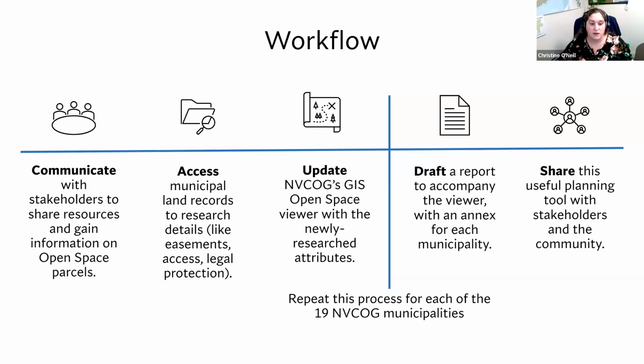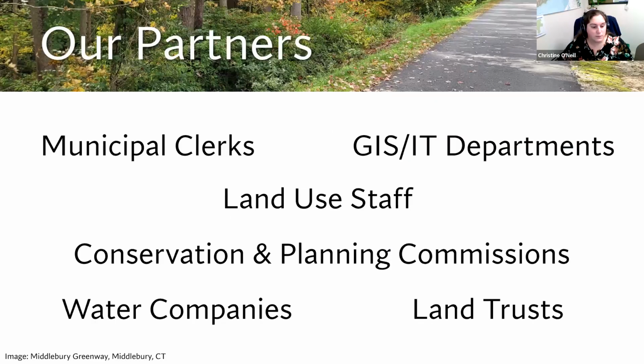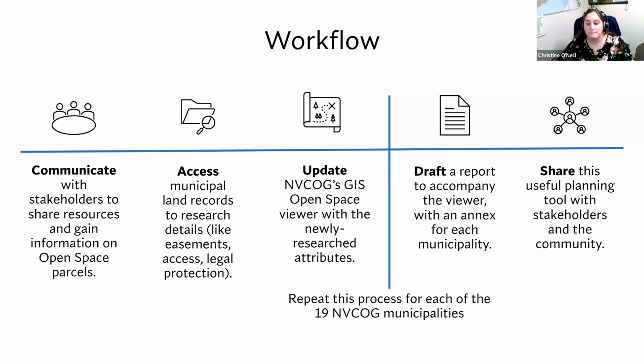Then on the right side of the blue line is our second half. That's when we're writing the report with an annex for each municipality. And these annexes will likely include spotlights on what we're calling priority parcels. These are pieces of open space that are going to emerge to us throughout our research as needing special attention or needing more information. And so we'll really dive deep into those in the annexes.